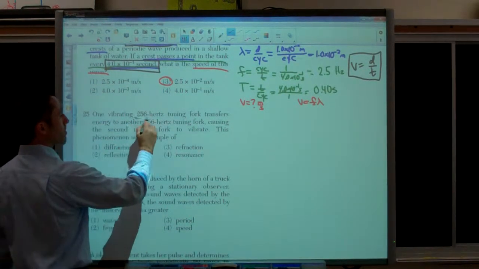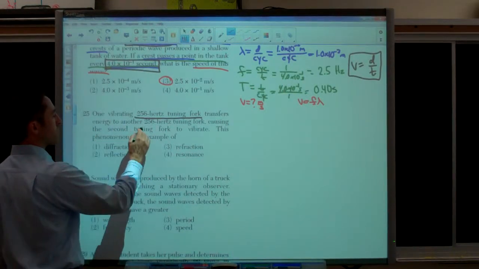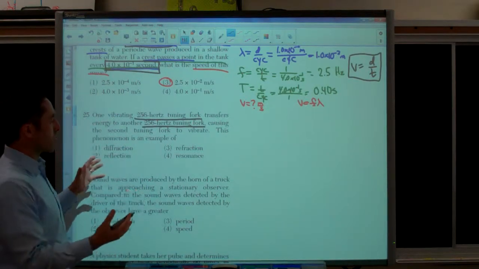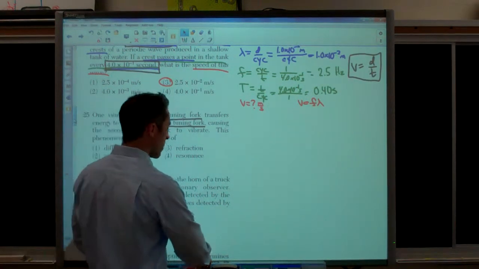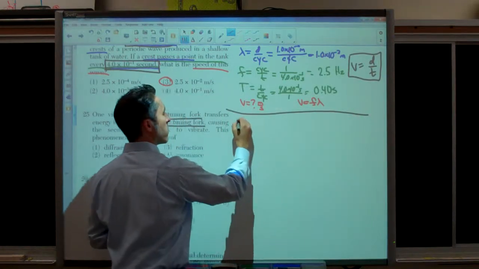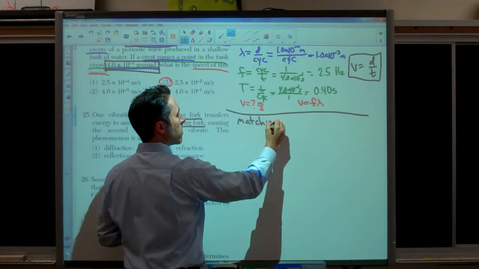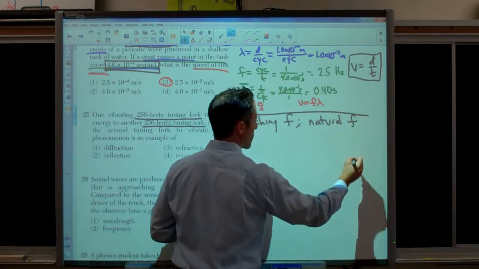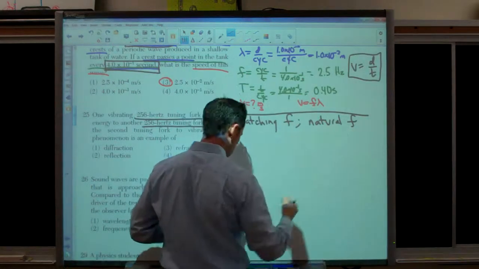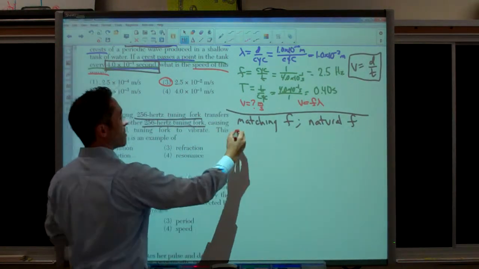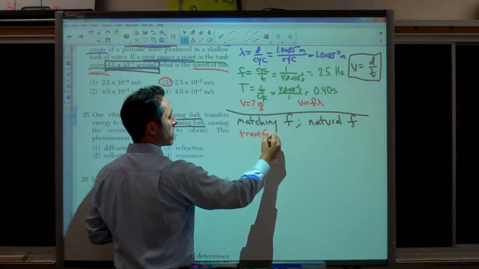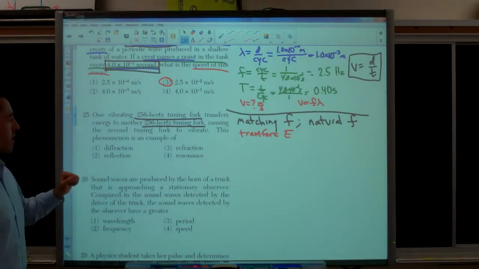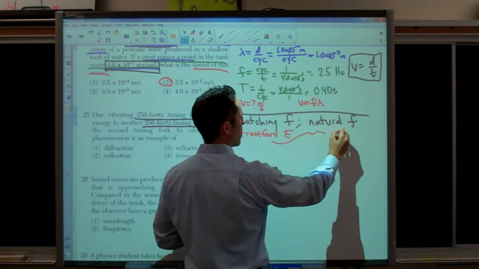One vibrating 256 hertz tuning fork transfers energy to another 256 hertz tuning fork. Okay, there's some hints here that you should already know what's going on. If you see something that has to do with matching frequency, or sometimes you see the phrase natural frequency, and then you see the phrase transfers energy in the same statement, you're going to start to think resonance.